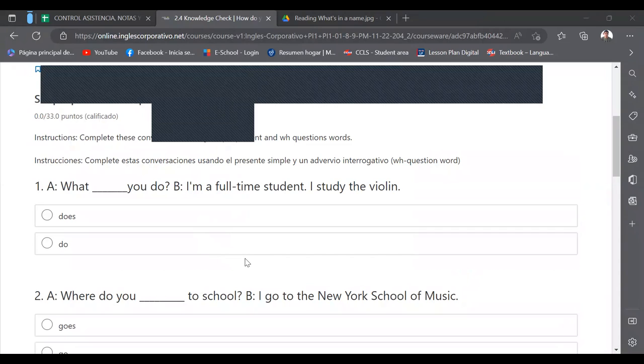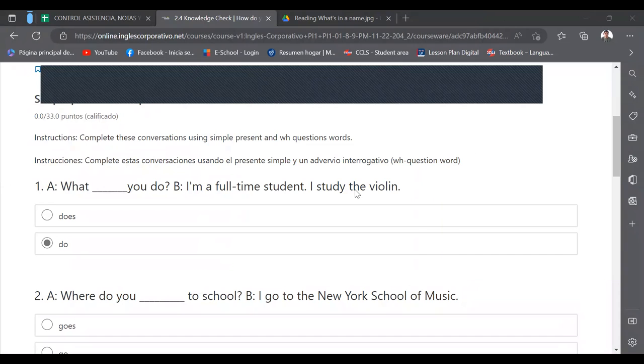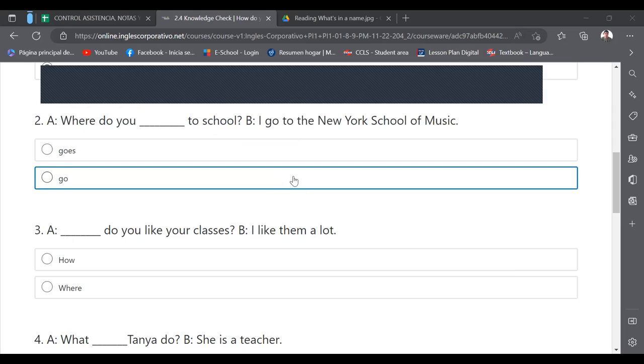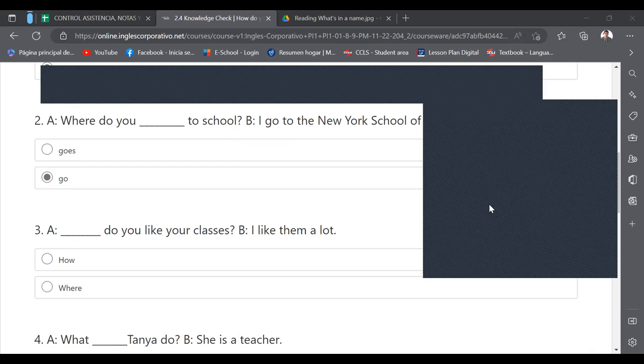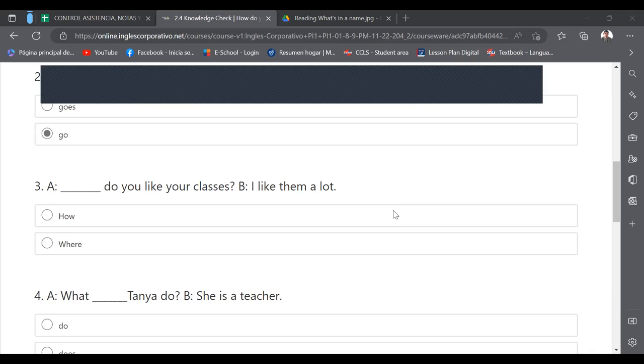What do you do? I'm a full-time student. I study the violin. Very good. Thank you so much. Lorena, thank you. Number two. Where do you go to school? I go to the New York School of Music. Thank you so much. Wonderful. Stephanie, continue with number three. How do you like your classes? I like them a lot.